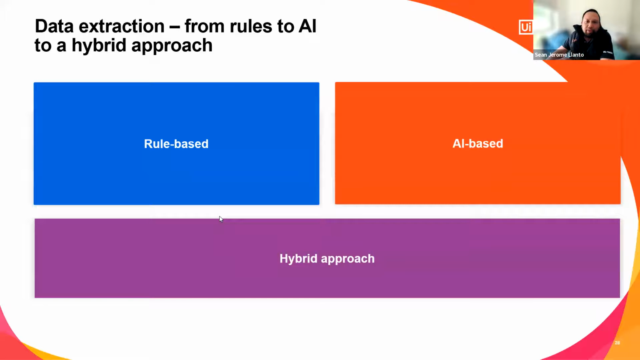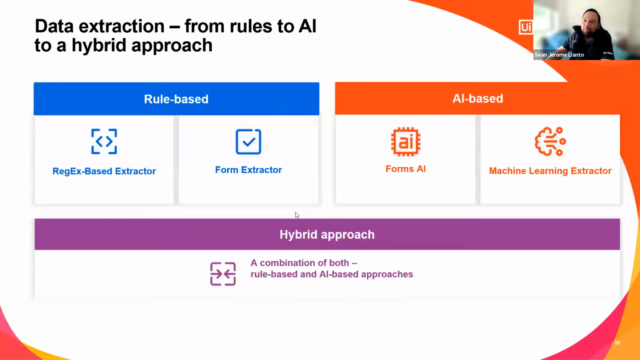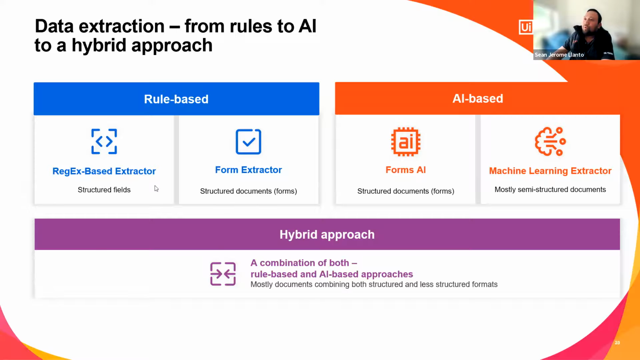So whenever we're dealing with document understanding, we have different types of rules to consider or approaches. Whether, let's say, you have a rules-based document, which is normally a standard document or a standard form, you have AI-based and you have hybrid approach. So rules-based, typically you use regex extractors or form extractors. AI-based, you use forms AI and ML extractors as well. And you can actually use a combination of both.